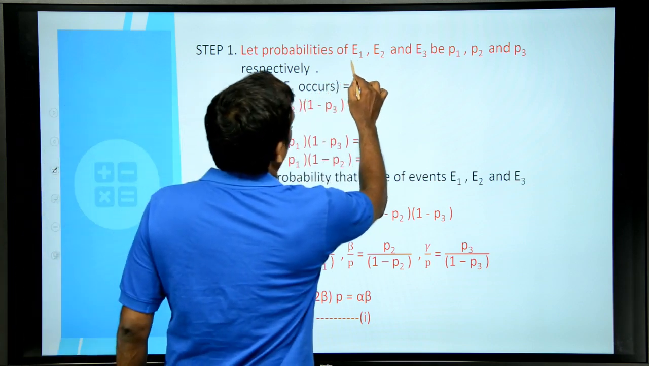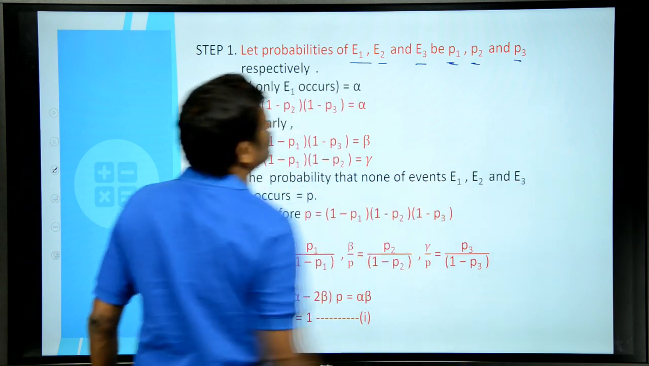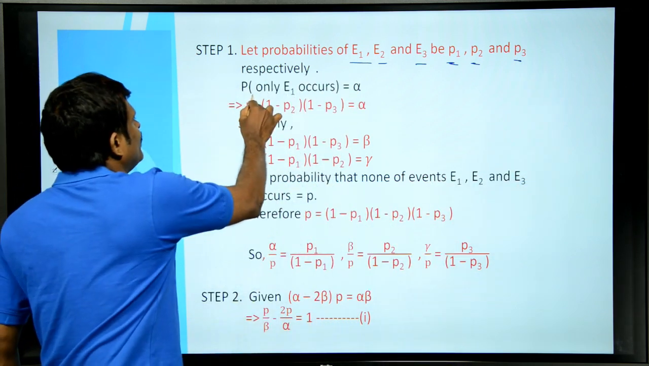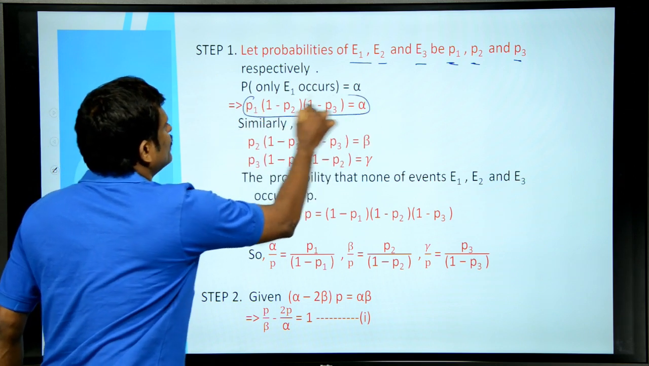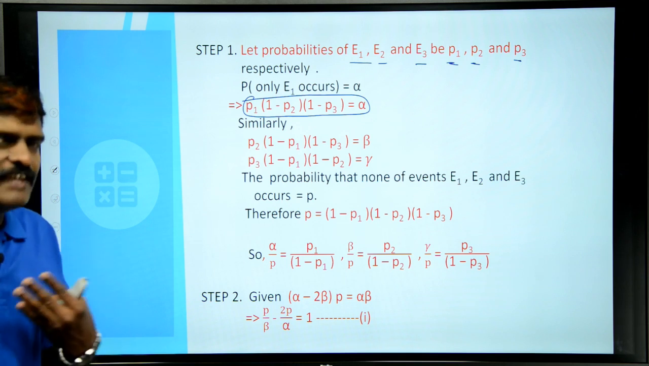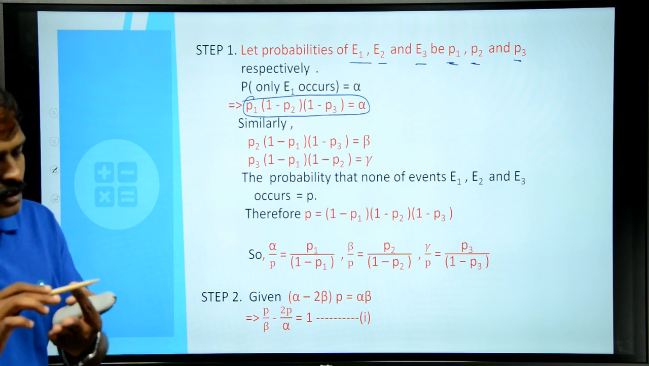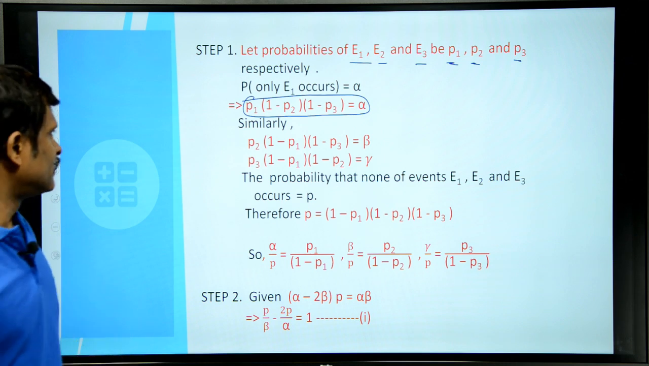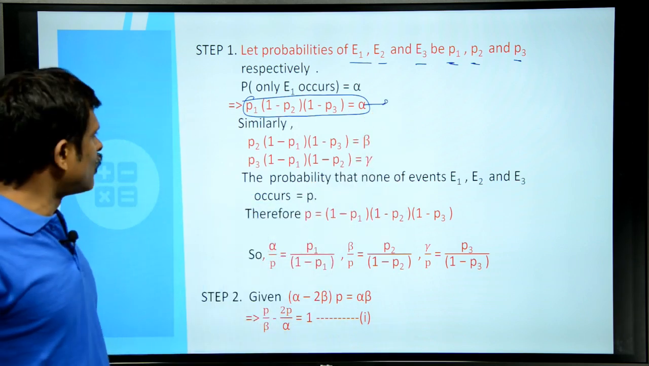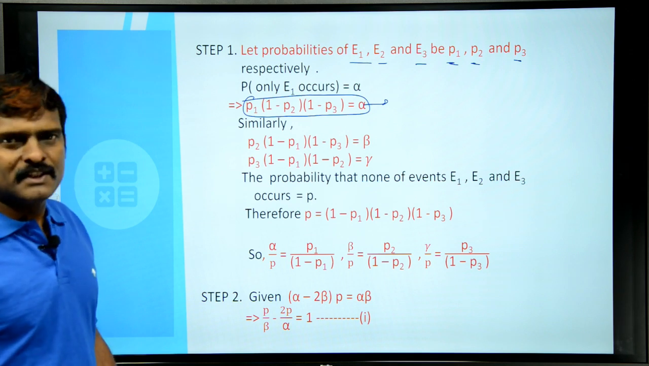I am taking E1, E2 and E3, the probability is to be P1, P2 and P3 for them to happen. Then probability of only E1 to happen is P1, that is the probability of E1 to happen. So, P1 times, I do not want E2 to happen and E3 to happen, that is the reason we are writing it this way, right guys. P1 times 1 minus P2 times 1 minus P3 is equal to alpha.